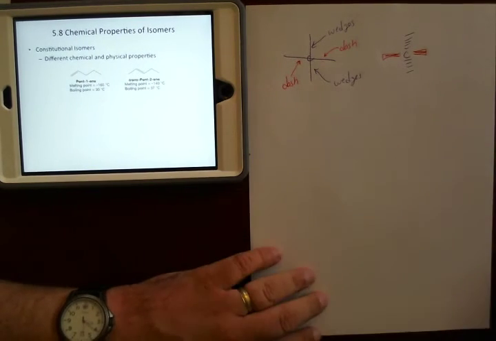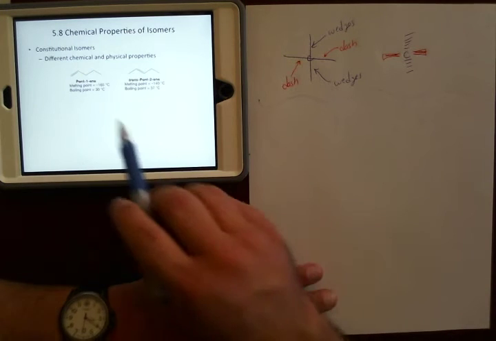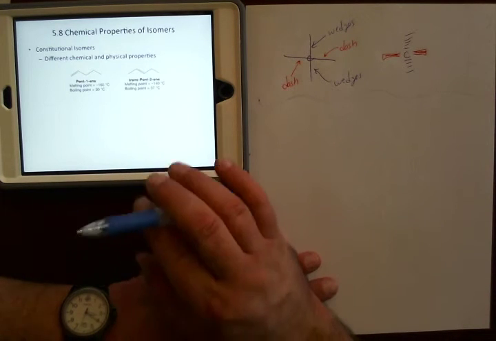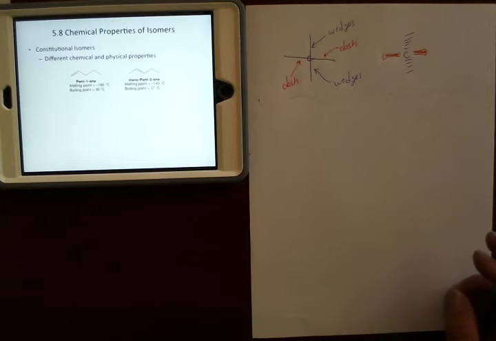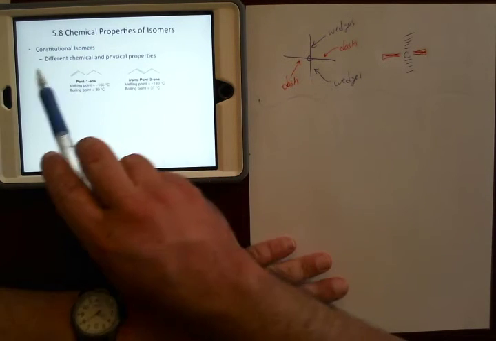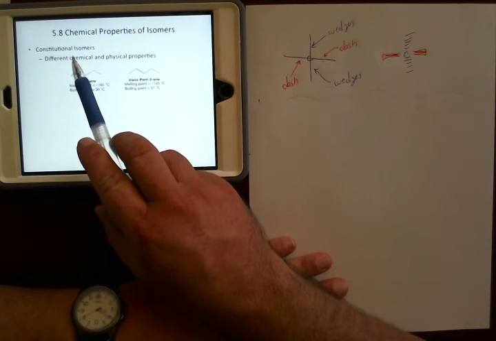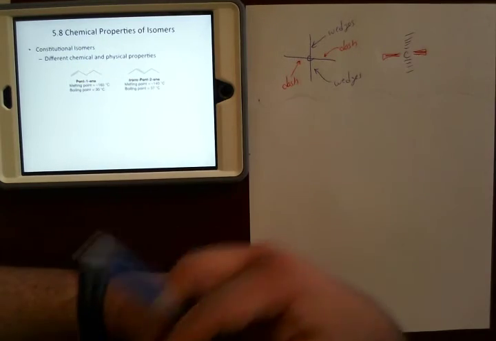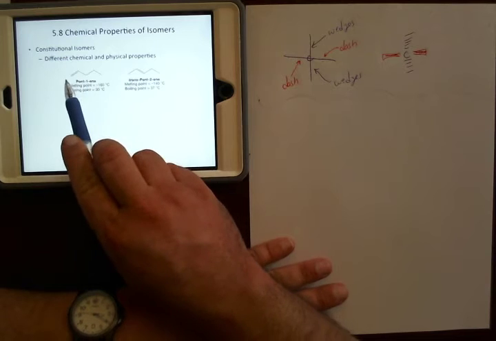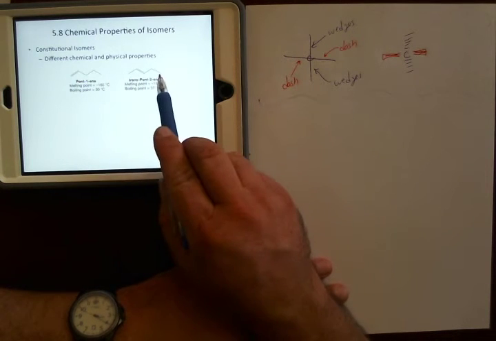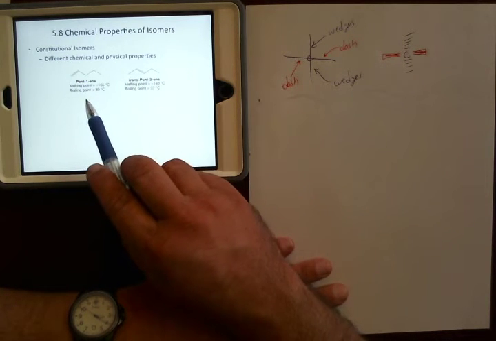Now, one of the things to note is the chemical properties of isomers. We've been talking about these before. If you have constitutional isomers, they have the same formula but completely different names. So here we have 1-pentene versus 2-pentene. They're going to have different melting points and boiling points.